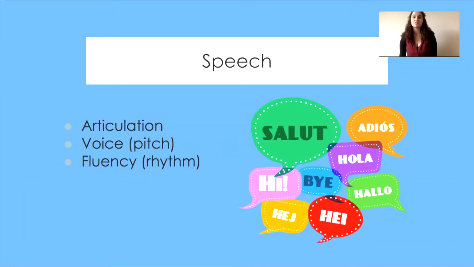Speech, on the other hand, is a little different. These two terms, language and speech, are often confused and used interchangeably, but it's important to make a distinction here. Speech is the acoustic output of language, whereas language is based on the signs and the meanings that we use to interact with people and communicate. Speech is more of the physical production and articulation of the language that we see through voice and fluency.